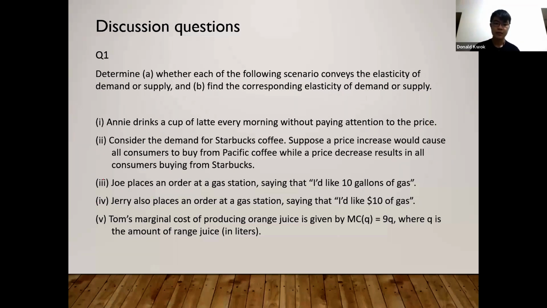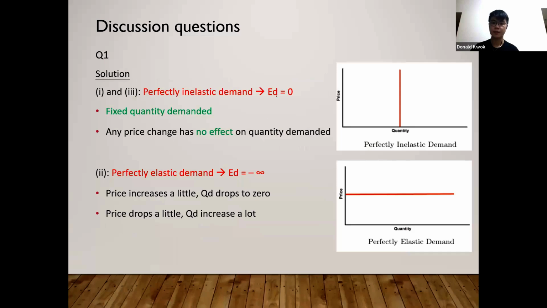And let me go to case 3 first, which is the idea is actually similar. Joe places an order at the gas station, saying that I'd like 10 gallons of gas. So here, for Joe, the quantity demanded for gas is fixed at 10 units, right? So this, again, shows the feature of a perfectly inelastic demand, okay, with a value 0. So from here, we know that any price change will have no impact on the quantity demanded. So a graph of a perfectly inelastic demand would be like this, a vertical line.